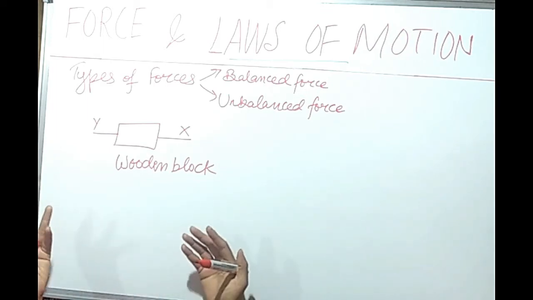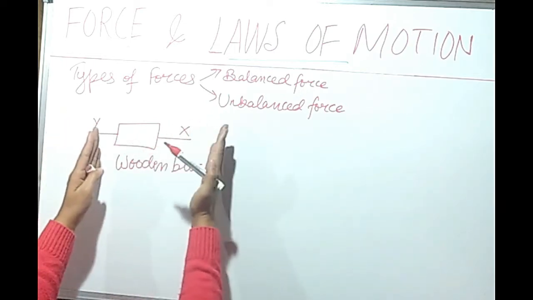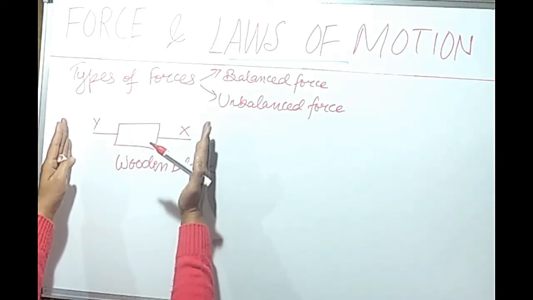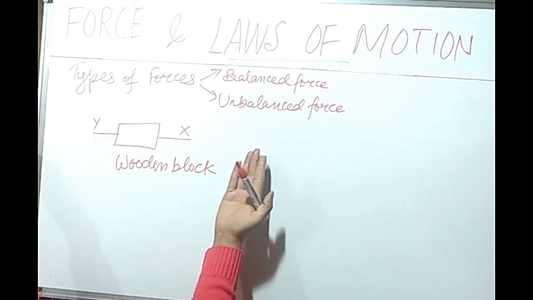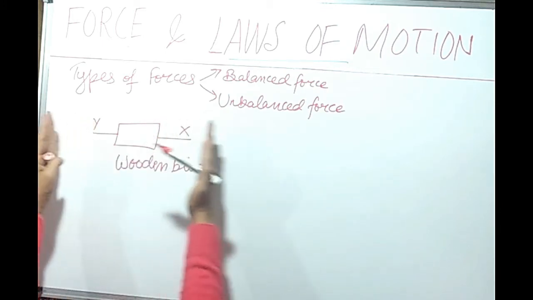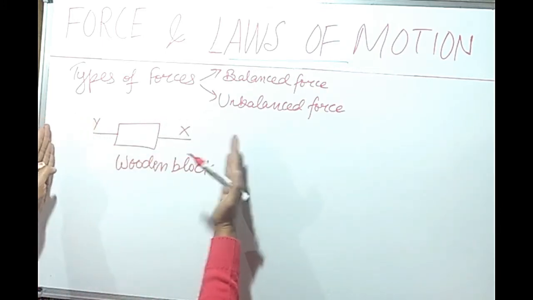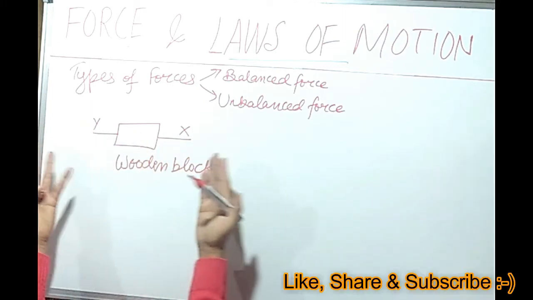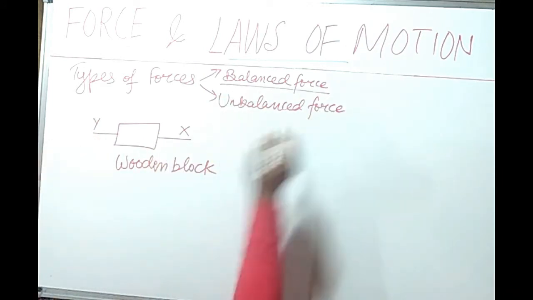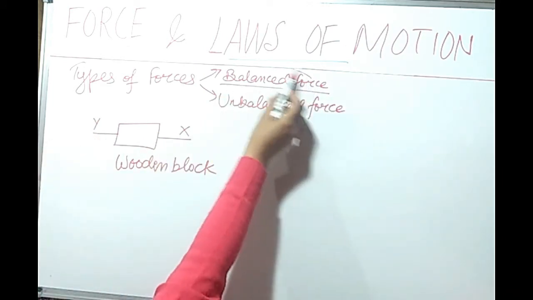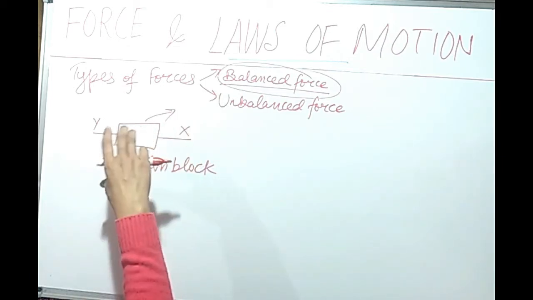But what will happen if I apply equal force in both the directions? In X direction and Y direction, I am applying, let's say, 5 Newton in both the directions. Then obviously the block will not move, because equal force is acting on both the sides, and that too in the opposite direction. So the wooden block will not move, and that is called the balanced force. This balanced force doesn't change the state of rest or the state of motion of the object also.